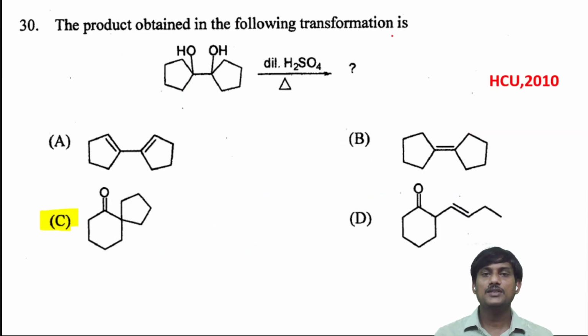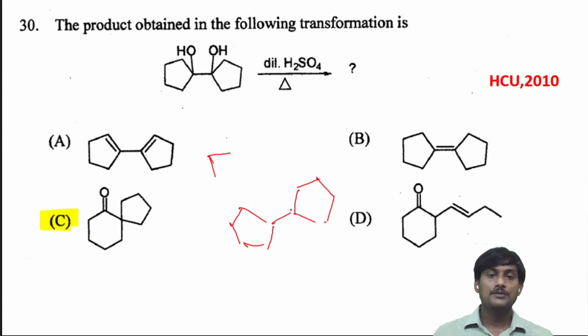The product obtained in the following transformation in presence of H2SO4. It's an example of pinacol-pinacolone rearrangement. In presence of H plus, there is a protonation, so you will get this. Here there is a formation of OH2 plus, and there is a removal of water, and you will get a carbocation. Here there is an OH, and there is a ring expansion. This C-C bond undergoes rearrangement, and you will get a 6-member ring and also a 5-member ring.